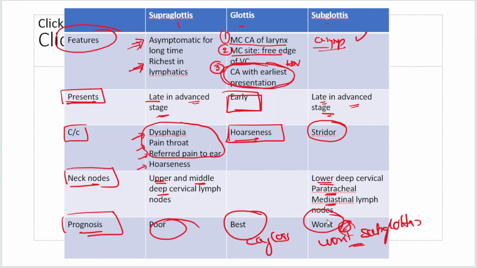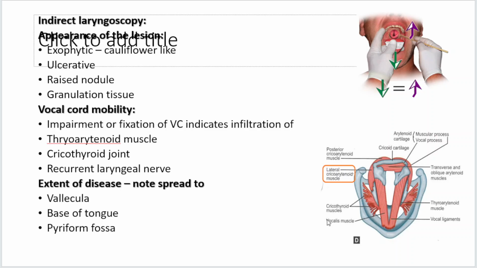So try to remember this table if possible. It is a very easy way of putting everything, and a very easy way of telling the examiner that you know everything about supraglottic, glottic and subglottic carcinoma. Coming to indirect laryngoscopy, this is the first line of examination for an ENT surgeon. You use an indirect laryngoscopy mirror. With the left hand, you pull the tongue outside using a gauze piece, pushing it against the soft palate, and focusing your light on the mirror, you try to see the laryngeal structures.